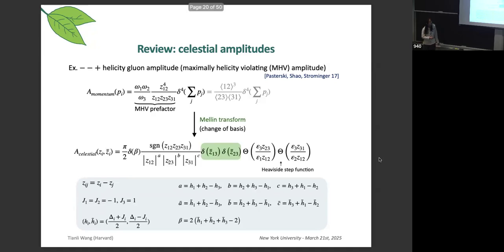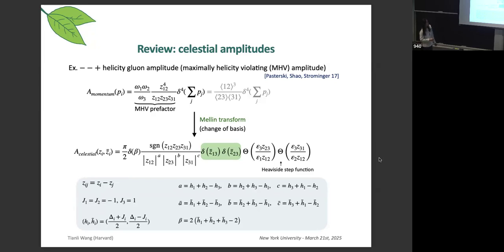To get the corresponding celestial amplitude, we do 3 Mellin transforms on the omegas here, which of course also appear in here, and obtain this expression. It looks slightly complicated, but it's just the holomorphic part of a usual CFT correlator dressed with a bunch of delta functions and theta functions and so on.